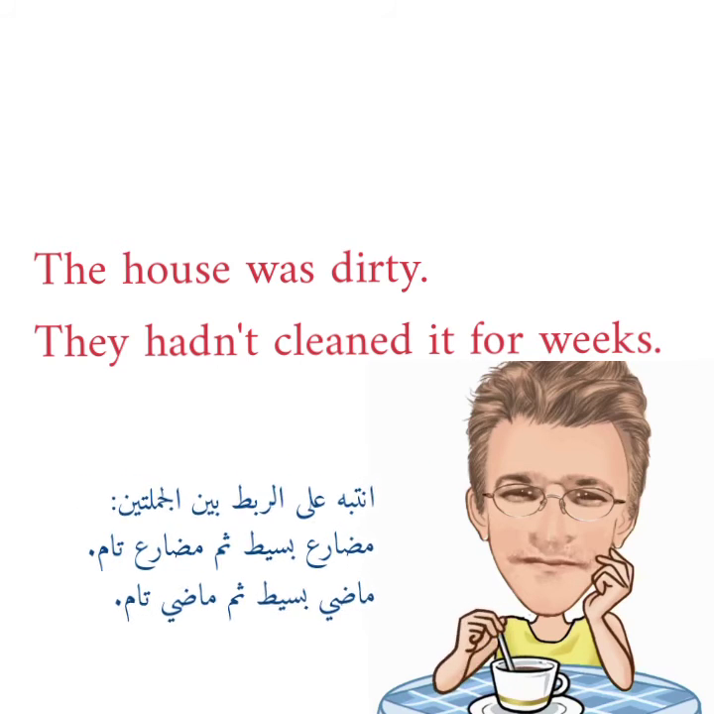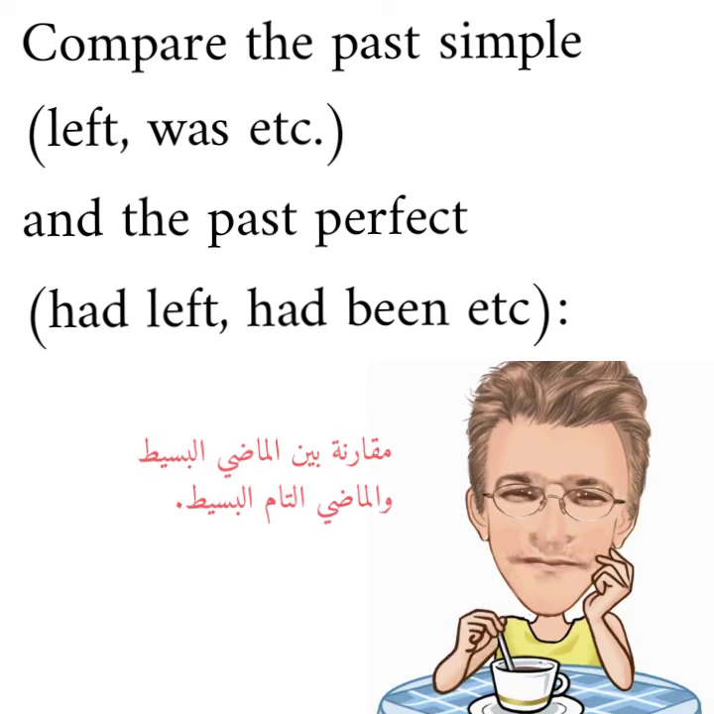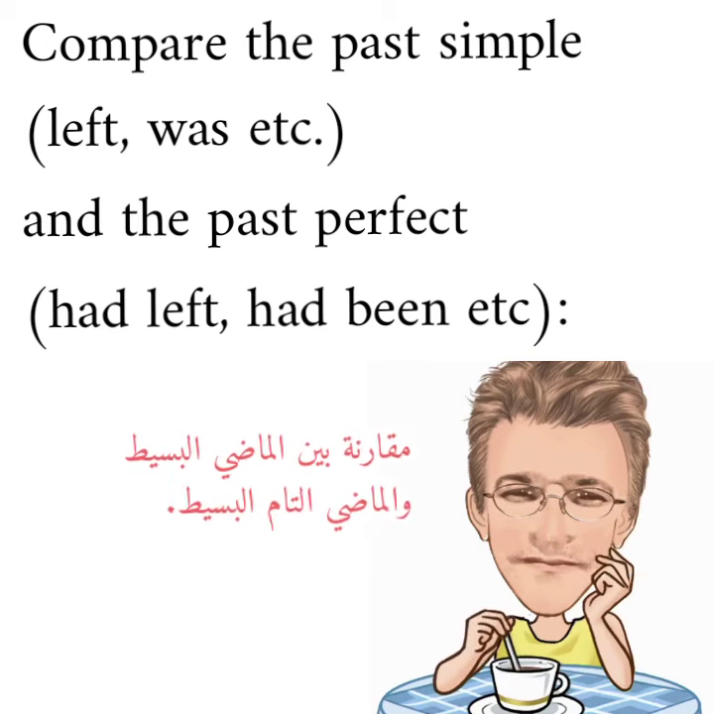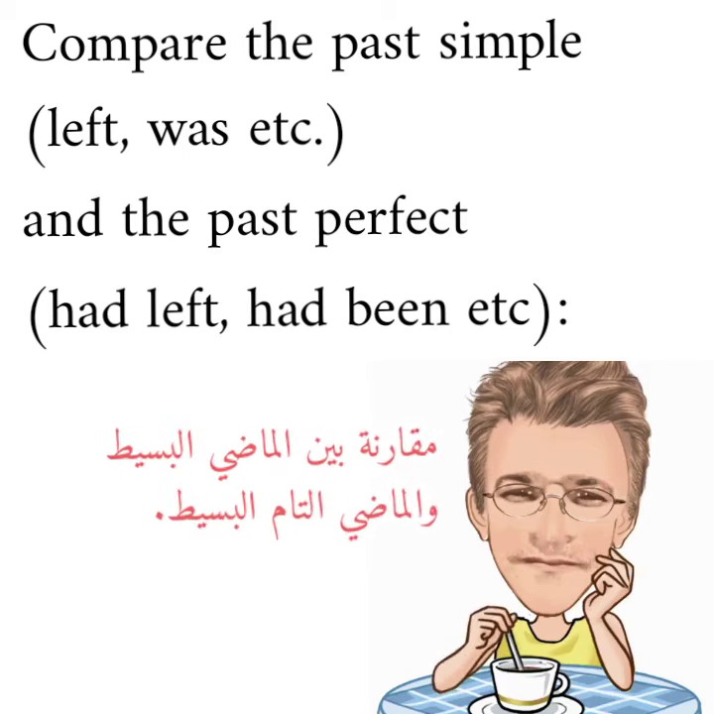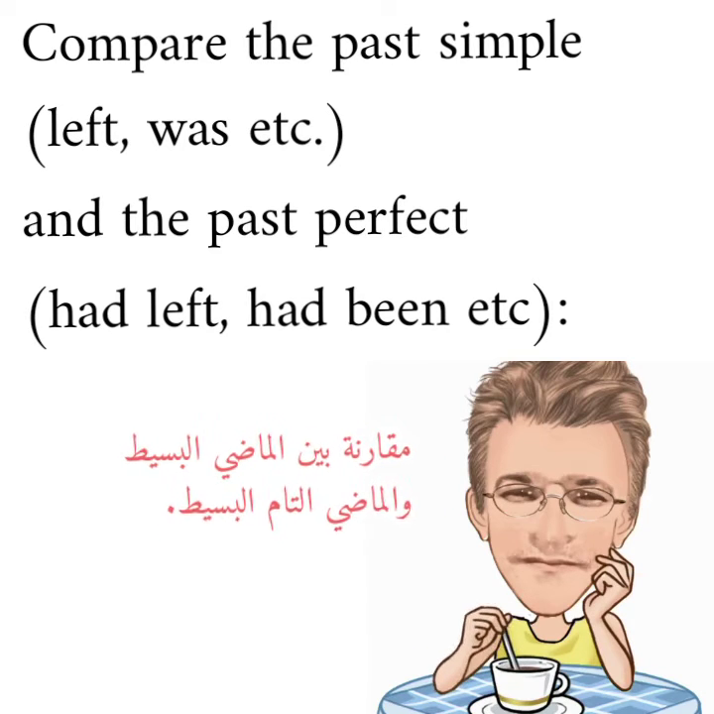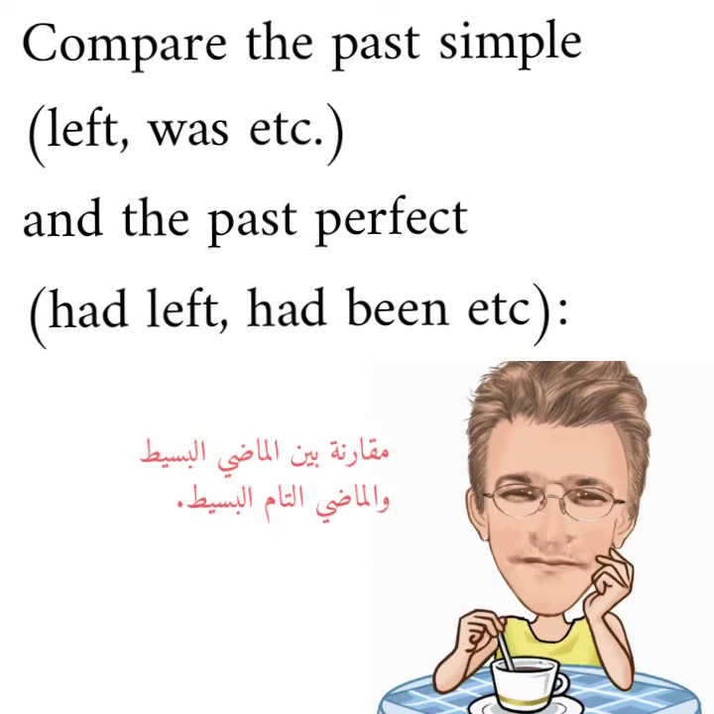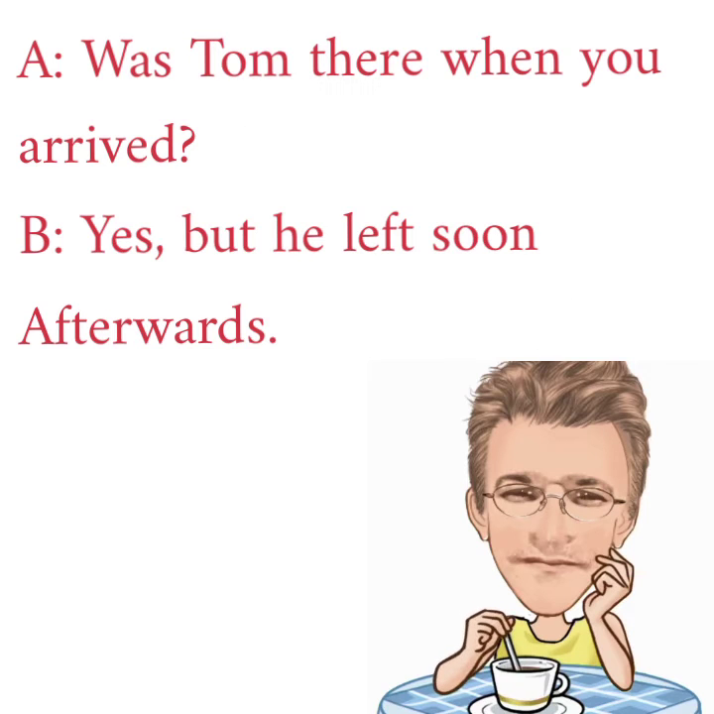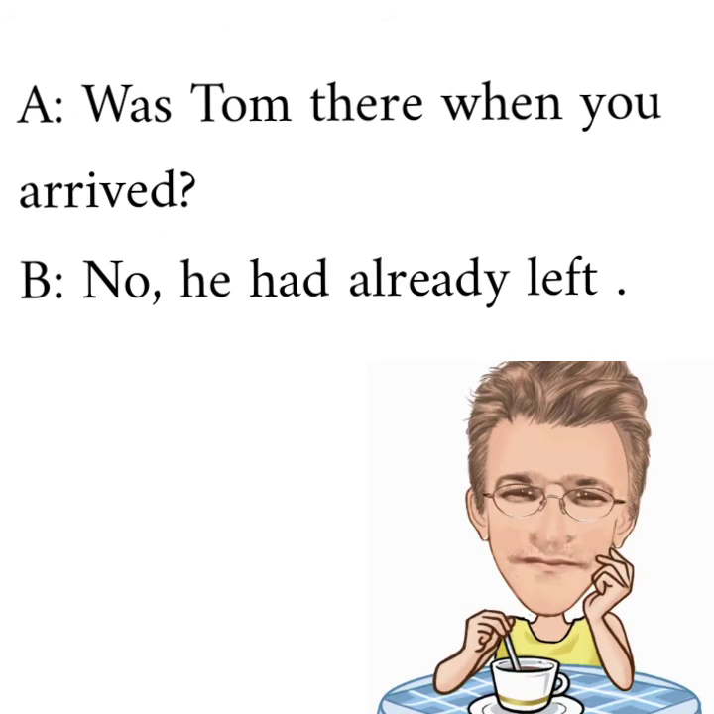Comparison of the past simple, left, was, etc., and the past perfect, had left, had been, etc. Listen to this conversation. Was Tom there when you arrived? Yes, but he left soon afterwards. Was Tom there when you arrived? No, he had already left.